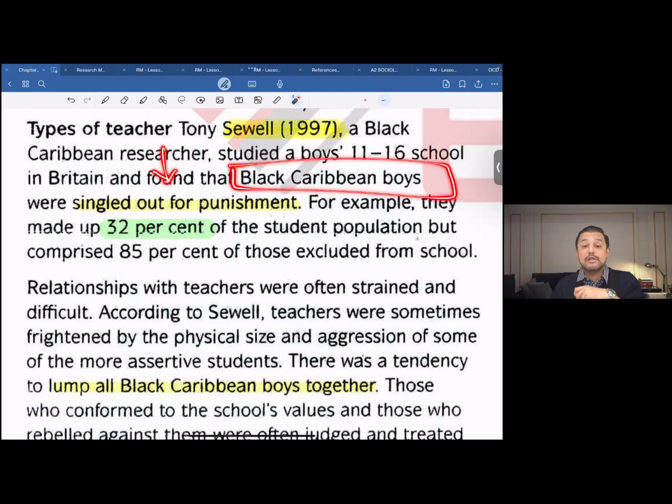Now, what does it mean when he says Black Caribbean boys were singled out for punishment? To be able to help you understand this, let me give you an example. What this gentleman did was he compared the school composition, and then he compared the percentage of students that were being expelled, right? School composition versus the percentage of students who were being expelled.